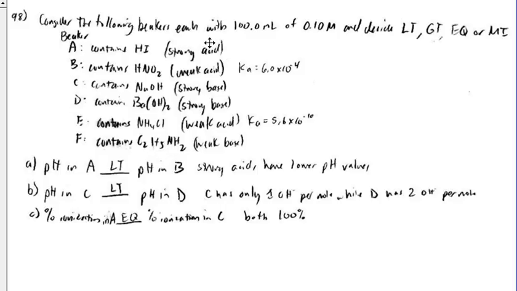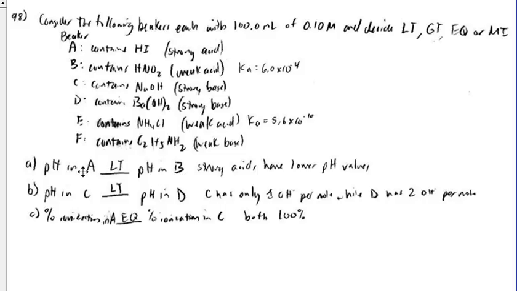C2H5NH2. I've noted for you that some of these things are strong acids, some are strong bases, some are weak acids, some are weak bases, and given you Ka or Kb values if necessary. And then in part A, you're asked to consider the pH in beaker A versus the pH in beaker B.